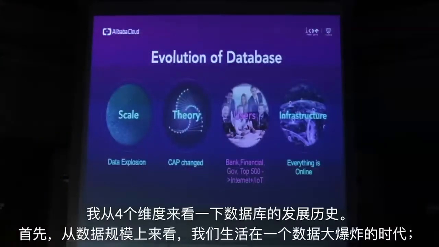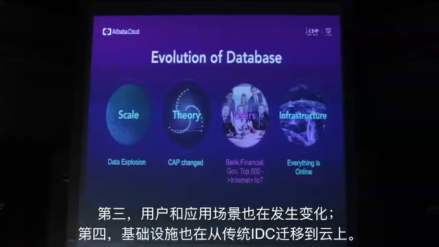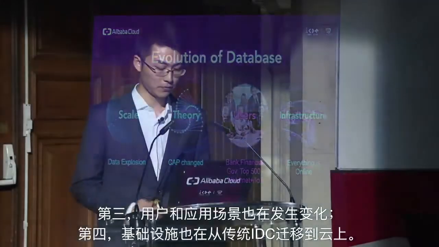I conclude from 4 dimensions to show the evolution. First, the data scale. Now we are in a data explosion age, and some theories have also changed or evolved, especially the CAP theorem. We also have some breakthroughs in algorithms, for example, Paxos or Raft. The users and the scenarios also change. The infrastructure moves from the IDC to the cloud. And now everything is online.